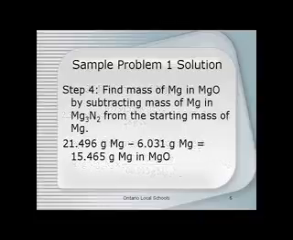We can now find the mass of magnesium in the magnesium oxide product by subtracting the mass of the magnesium from the magnesium nitride from the starting mass of the magnesium. So 21.496 grams of magnesium minus the 6.031 grams of magnesium that we found in the magnesium nitride would give us 15.465 grams of magnesium that's in the magnesium oxide product.